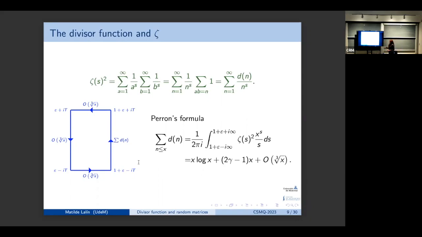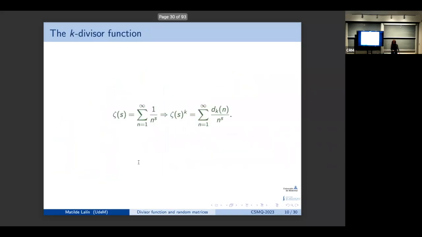But then of course you need to understand what happens on the three sides that you added to complete the rectangle. And then when you do that, actually you get better error terms. So you get O of the cube root of x. So that's an improvement.